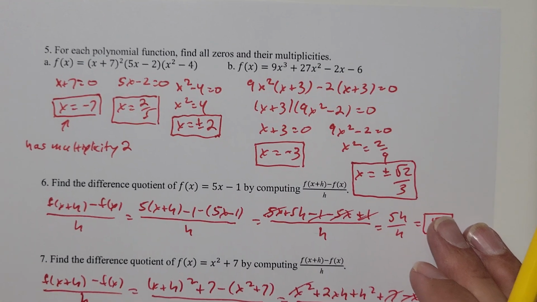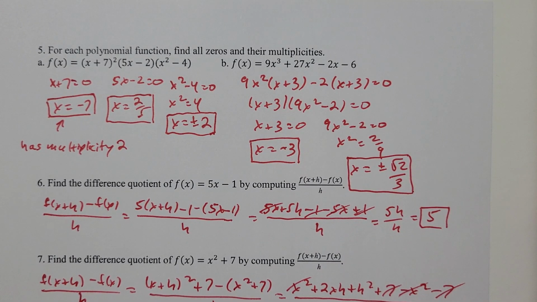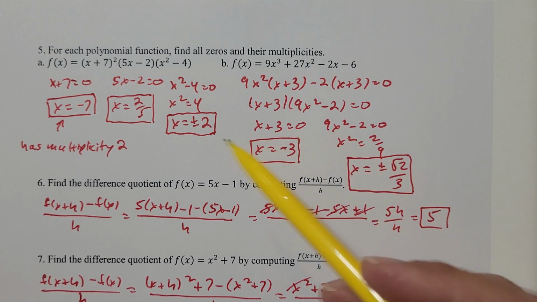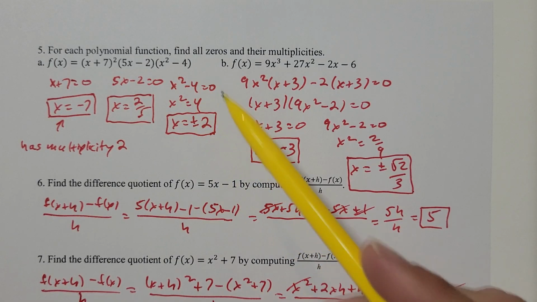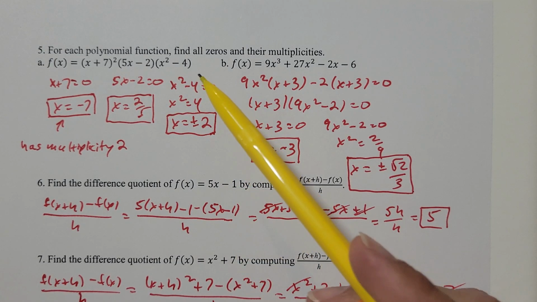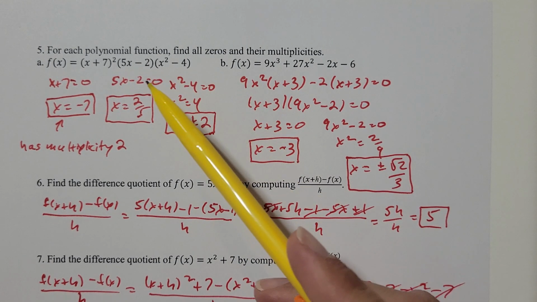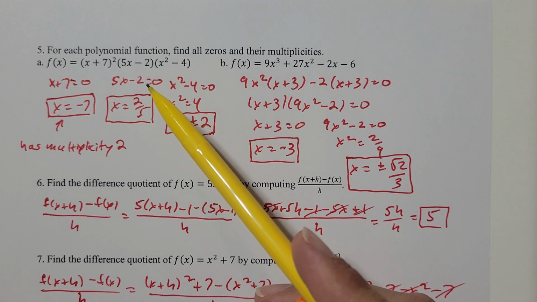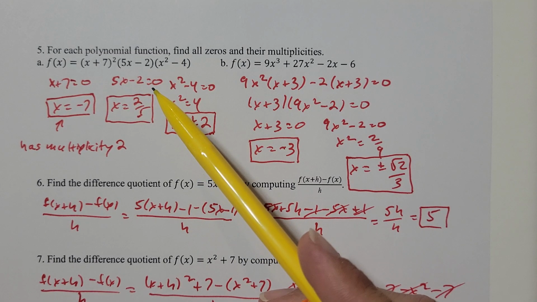Let's try problem 5 next. In problem 5, it says for each polynomial function, find all the zeros and their multiplicities. I need to find all the x values that will return 0. So if I set this equal to 0 and then solve, the nice thing is that I'm already in a factored form.